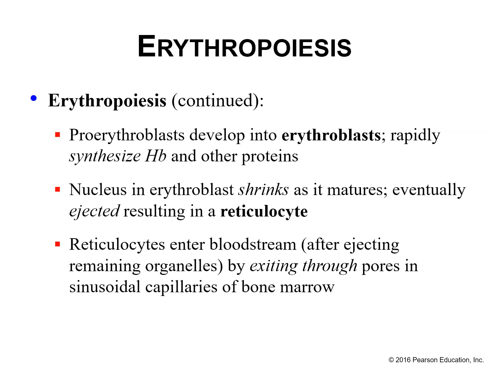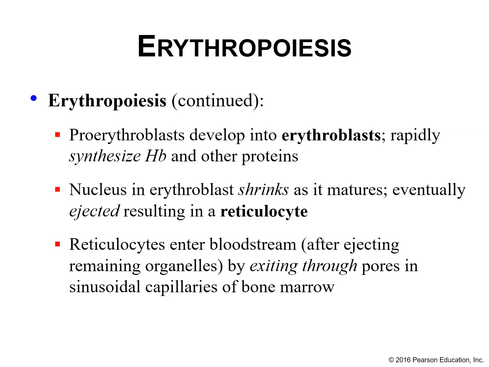Proerythroblasts then further develop into erythroblasts. Blast, remember, means to build or to grow and develop. These are the erythroblasts that rapidly synthesize hemoglobin and other proteins for carrying oxygen. At the same time, the nucleus in the erythroblast will shrink as it matures. Eventually, it's ejected from the bone marrow, resulting in a reticulocyte, which are what we refer to as the hollow donuts that we saw in the peripheral blood smear a while ago.